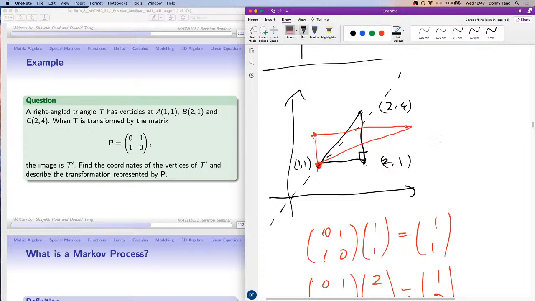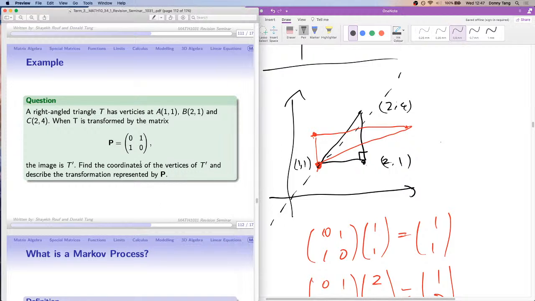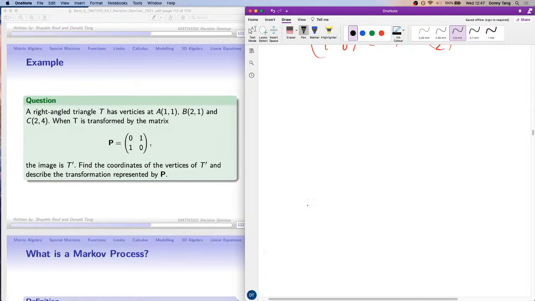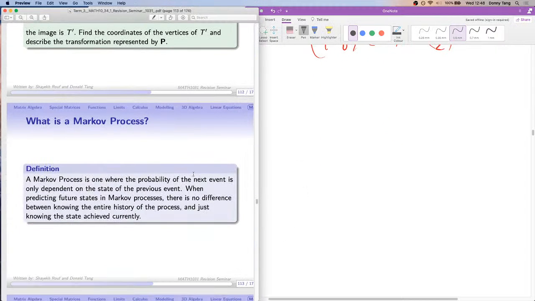You should be able to determine the transformation, and sometimes there are many different transformations, for example rotations and so on. The best way is probably either to graph it out or take a look at what gets transformed to what. Alrighty, moving on. Markov processes.